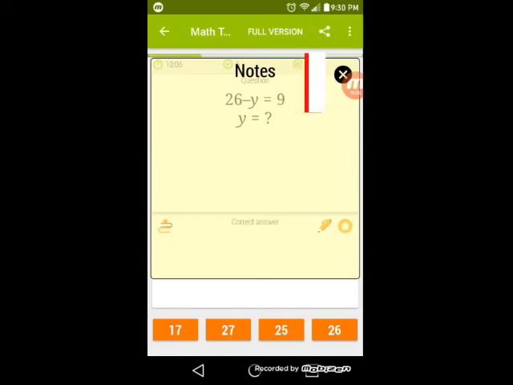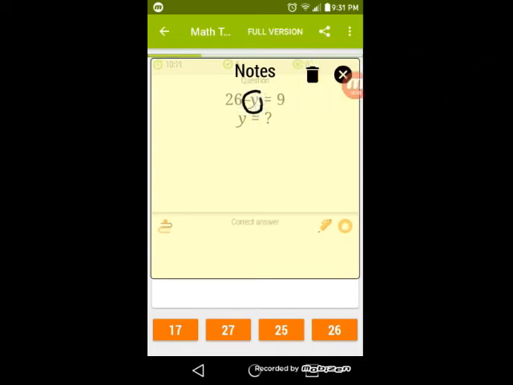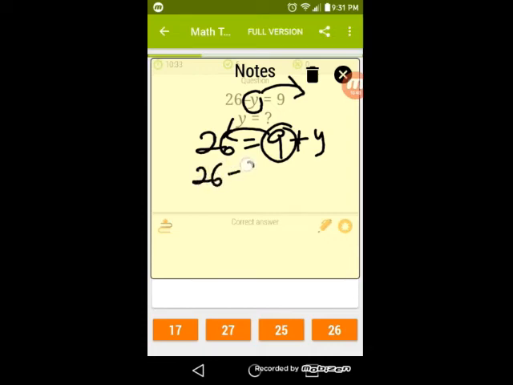26 minus y is equal to 9. Okay, let's take the y over the other side. Right? 26 is equal to, it was minus y on this side. We much prefer it to be plus y. So it's 9 plus y. And the next step is rotate this 9 over to the other side. So it'll be 26 minus 9 is equal to y.